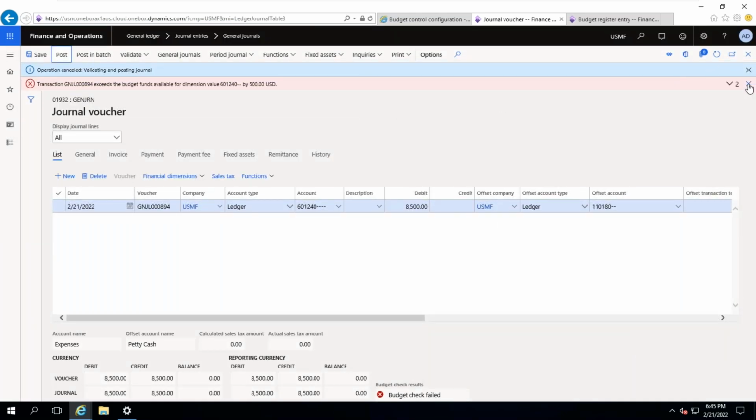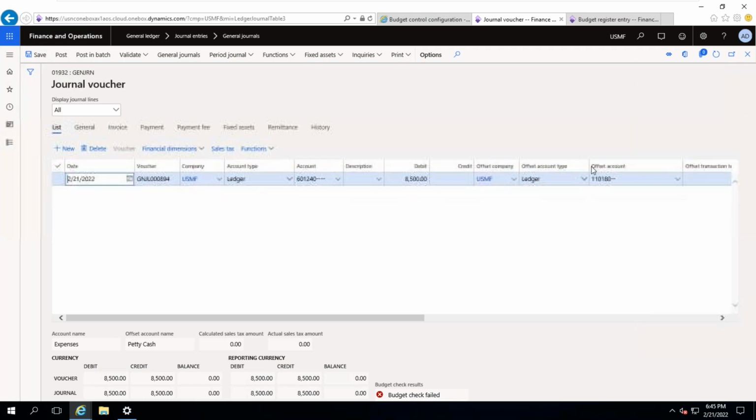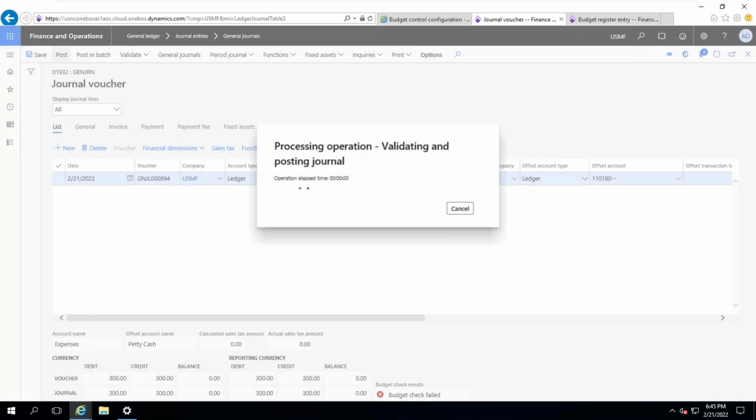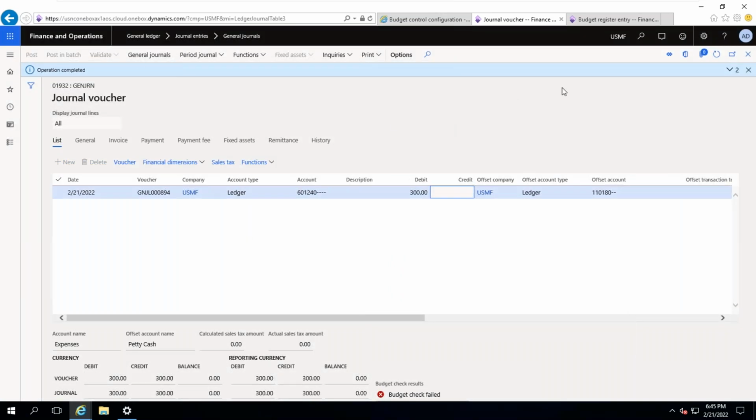Even validate gives the same thing. Suppose I'm entering 300 and posting. What happens? Will it allow me to post? Yes. It will allow. Let me post 300. So it is posting, created, posted.